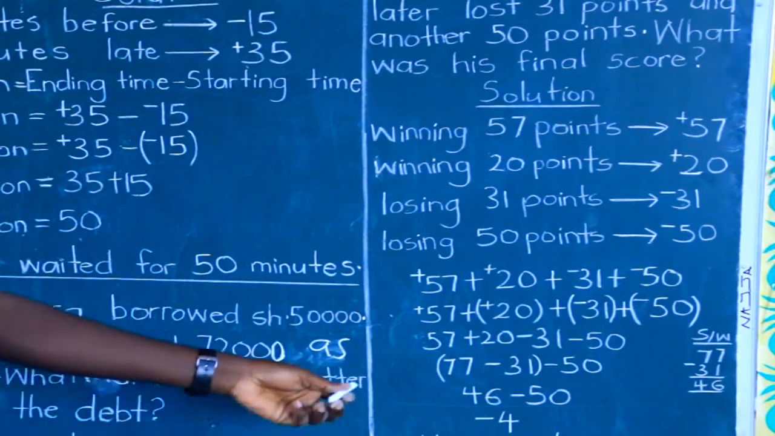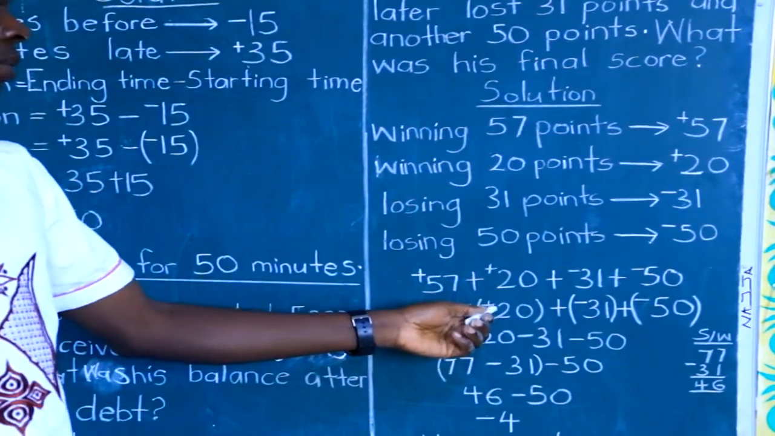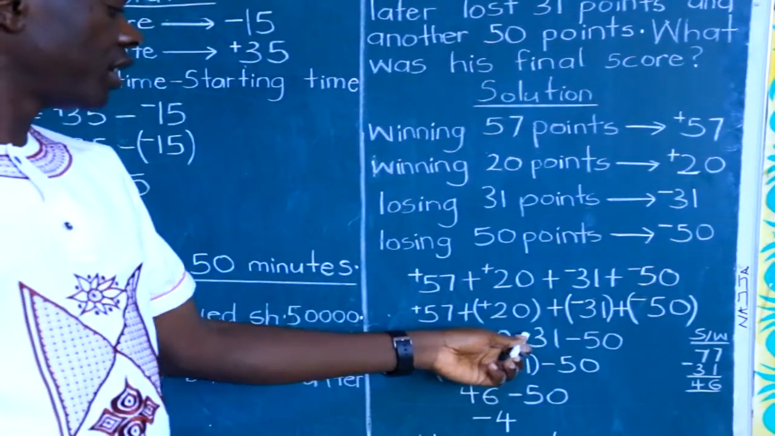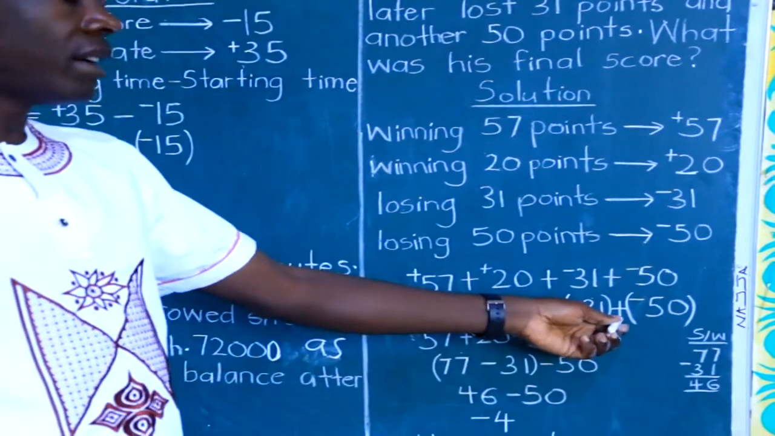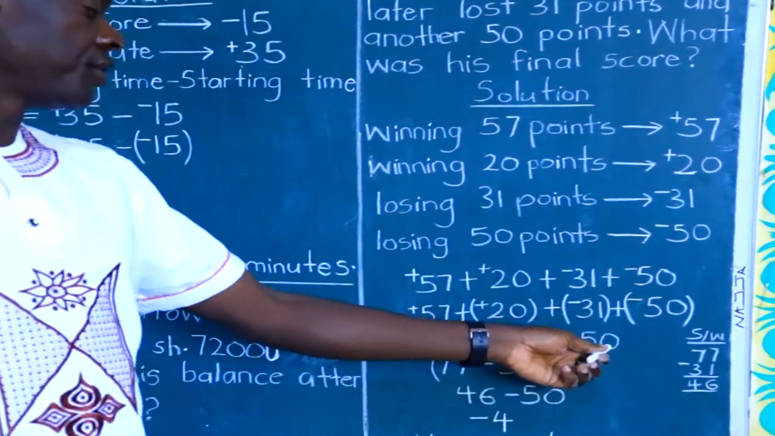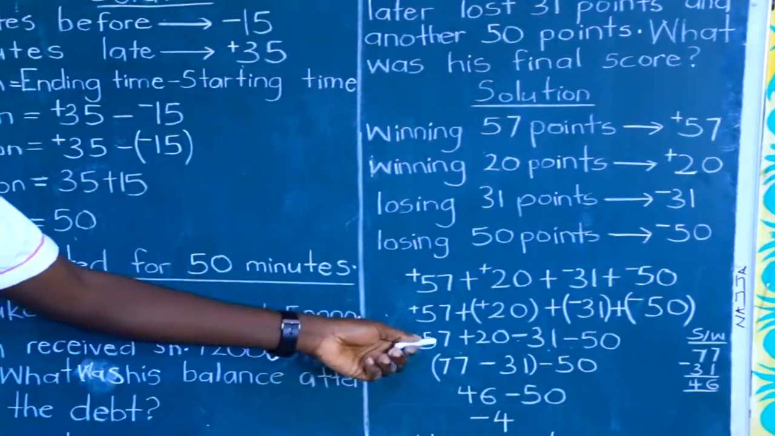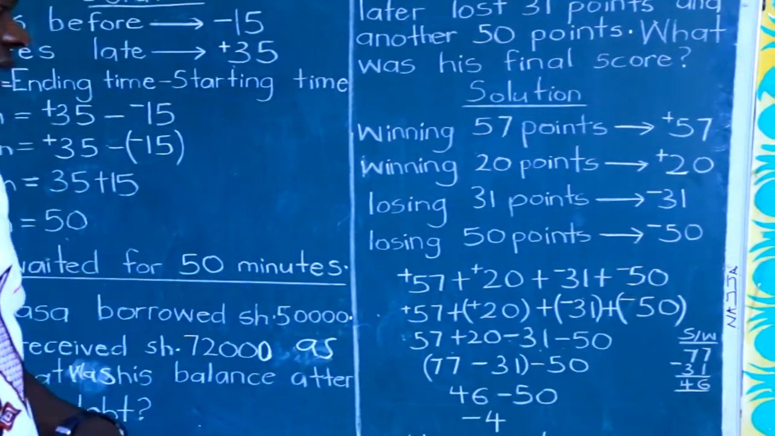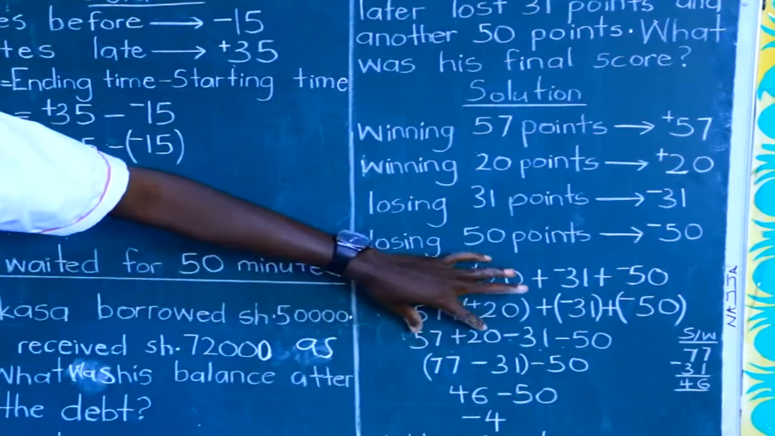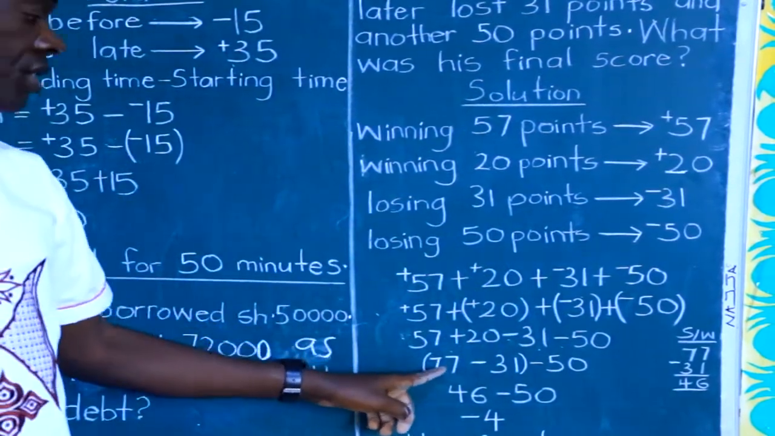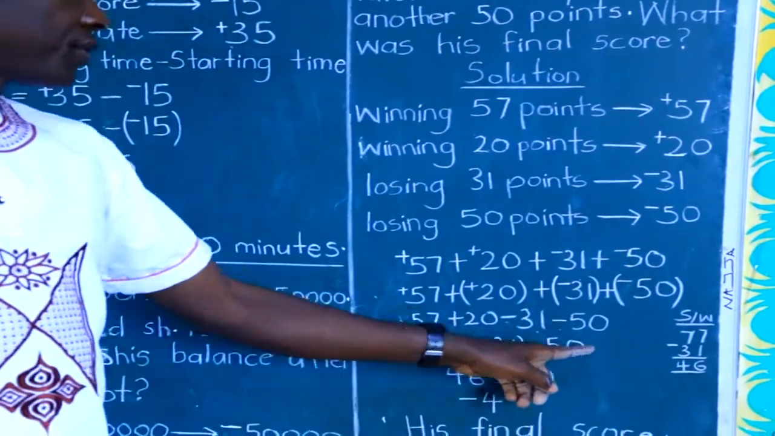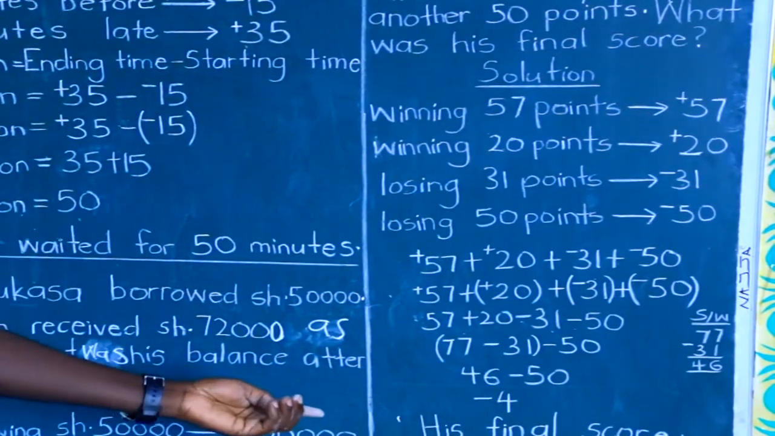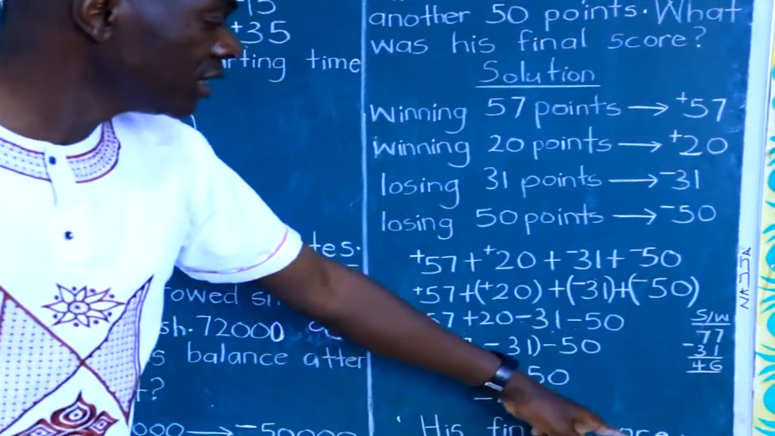Before we multiply to eliminate, we know that a positive times a positive, you get a positive. Thus, we've got 57 plus 20, and a positive times a negative, you get a negative. That is minus 31. Likewise, positive and negative, you get a negative 50. So the new statement is 57 plus 20 minus 31 minus 50. And now we first add before we subtract. Now 57 plus 20, you get 77. Now minus 31 minus 50. First subtract these two.